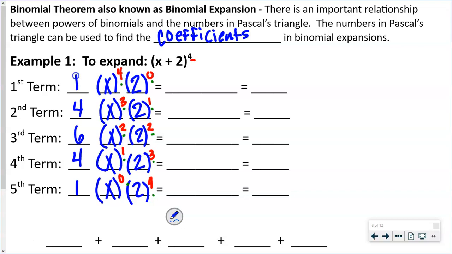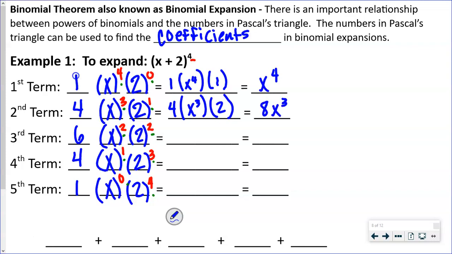So we've got a 1 out here, and then we've got an x to the fourth, and then we've got 2 to the 0 power, again, is 1, right? So this is going to be x to the fourth. Our next one, we're going to multiply our coefficient, again, times x to the third, and now we have a 2, right? So now we're going to multiply those two coefficients together. 4 times 2 is 8, so this one's going to be 8x to the third.